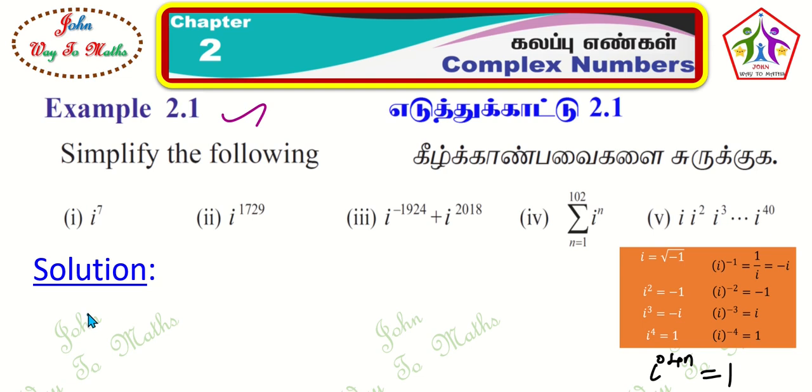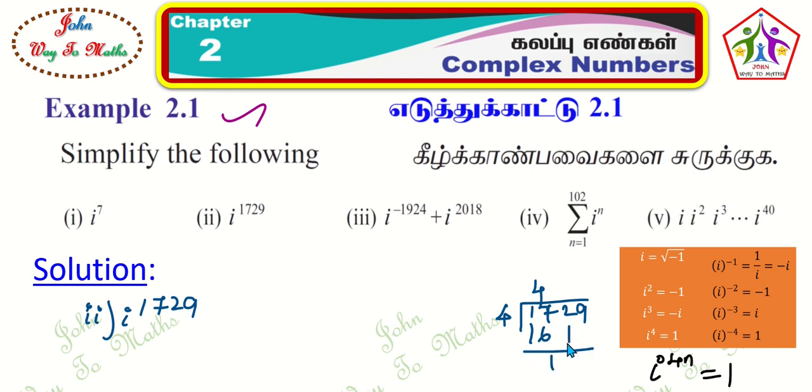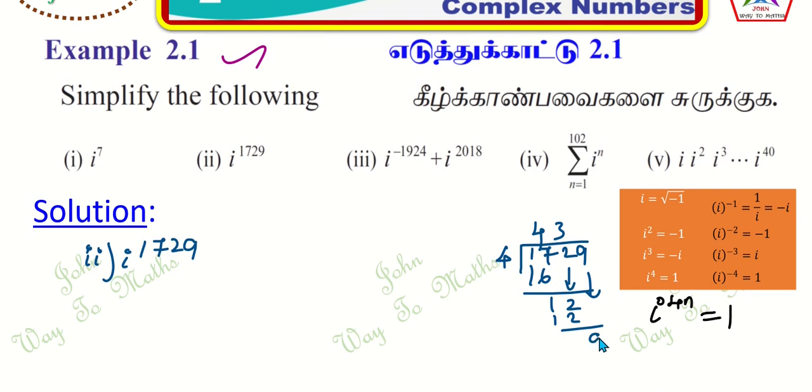Next, I am going to find subdivision 2, which is i power 1729. Now let's divide by 4. So 1729: 4 4s are 16. Remaining 1, so bring down 2. 3 4s are 12, then remaining 9, bring down 9. 2 4s are 8. So the remainder is 1.